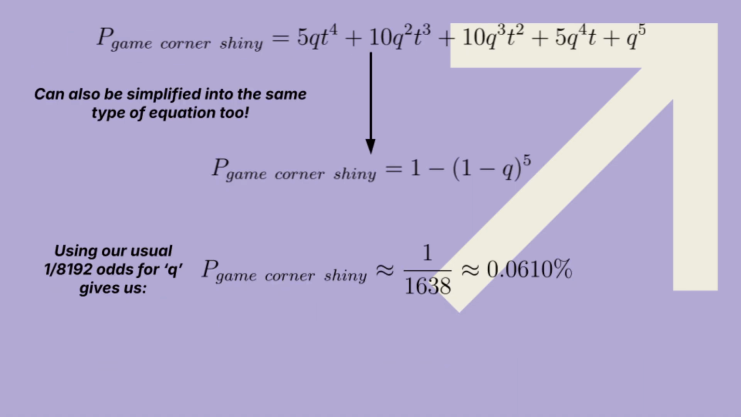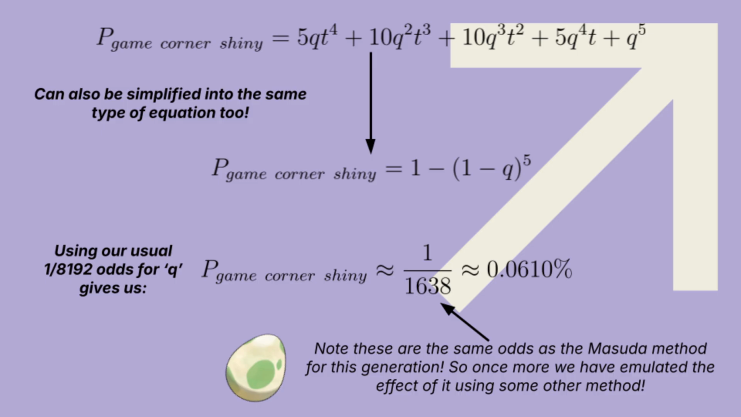This is roughly 1 in 1,638, or 0.061% instead, which is around 5 times more likely. Note this can also be simplified the same way we did for the shiny starter equation earlier.